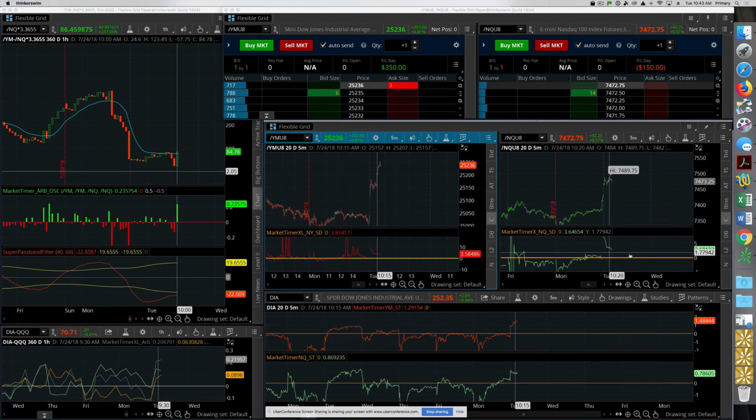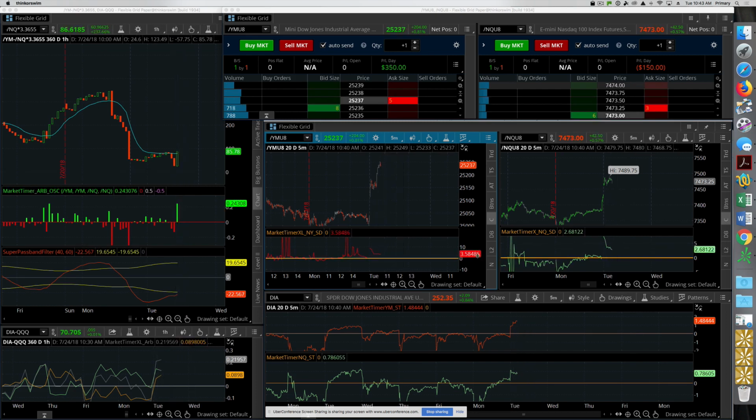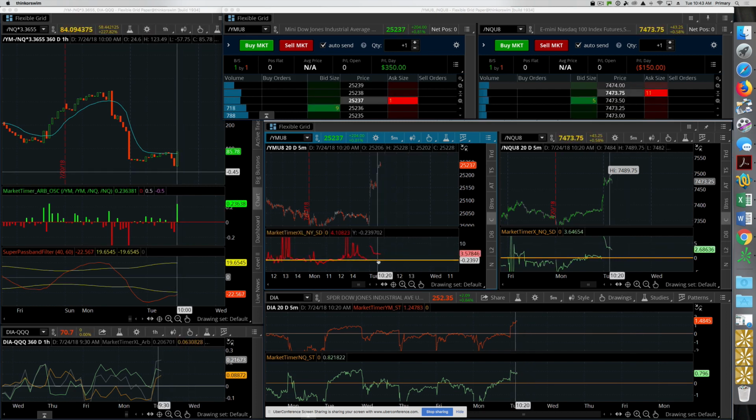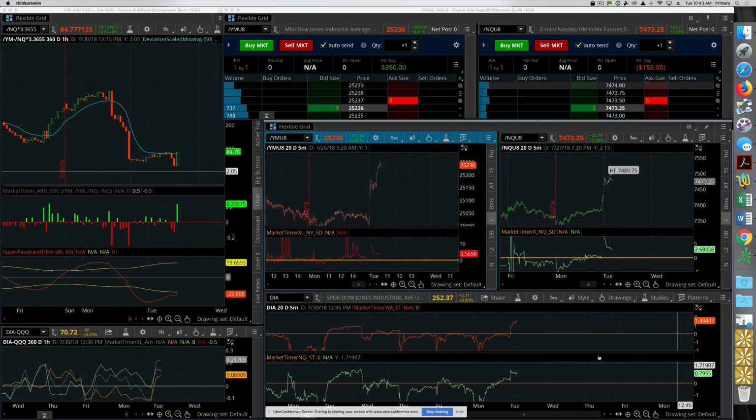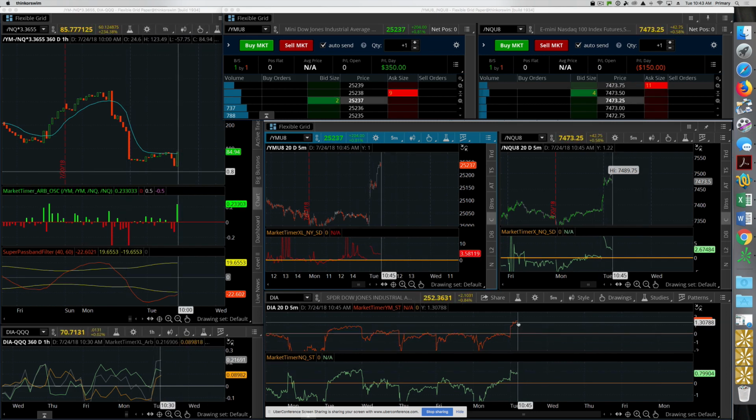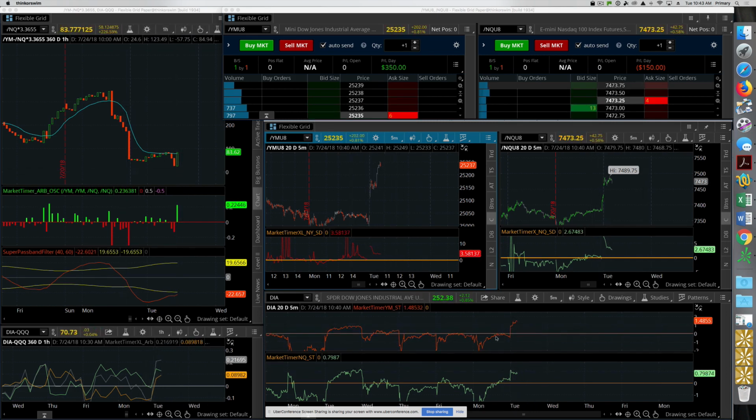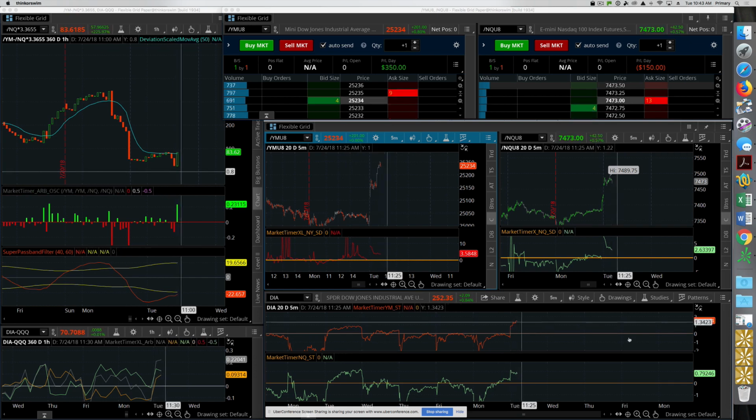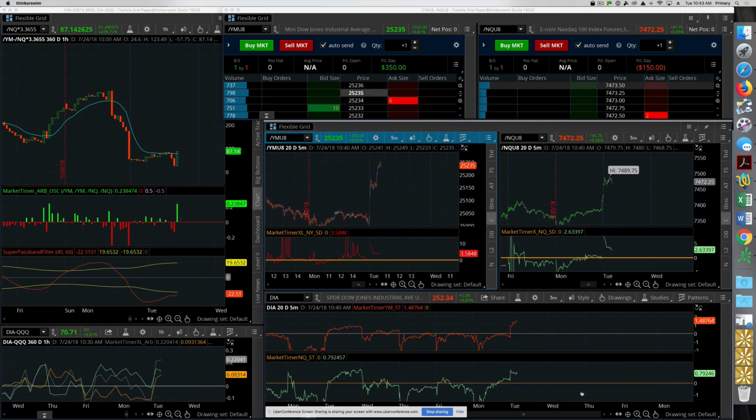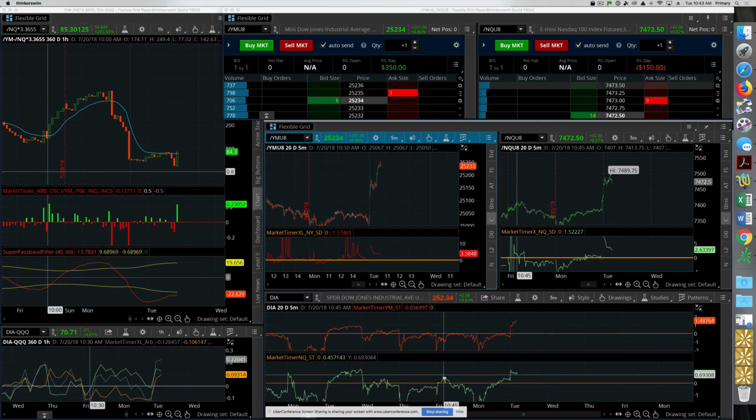So right now, supply and demand is really starting to come down on both the New York and the Nasdaq here. Strength though is pretty strong on the YM, on the NYSE. It's still very, very strong here. Kind of flattened out on the Nasdaq.